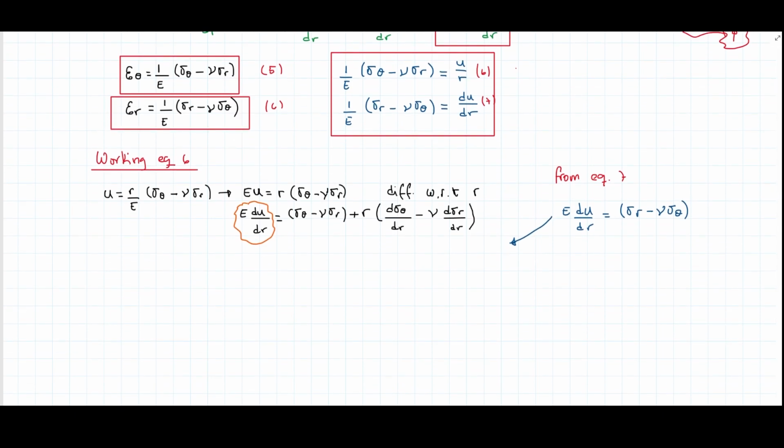I can say that sigma r minus this Poisson ratio times the circumferential stress, so this one here, equals to what? Well, it's going to be equal to all these things here, so I can write them down again completely. And things are getting much clearer in that sense. So this one here and this one here, dr.